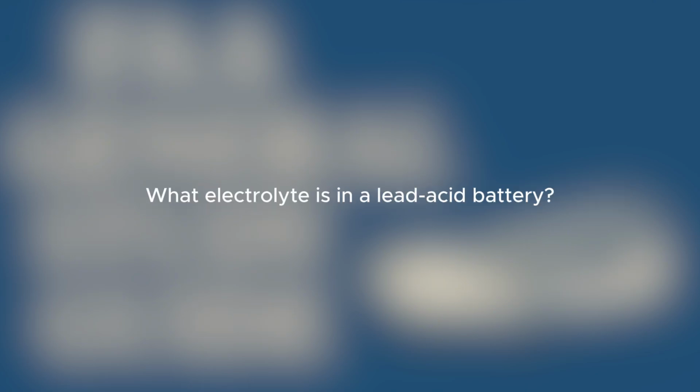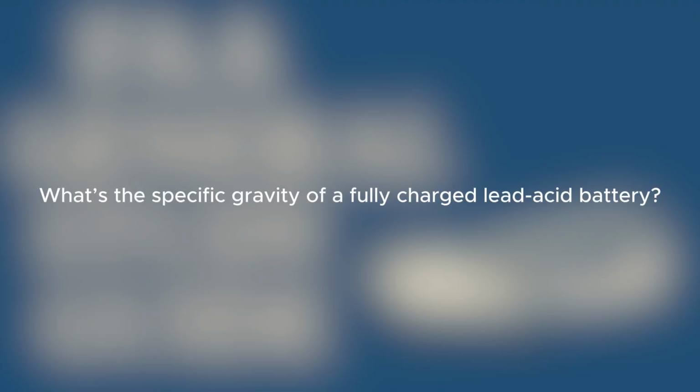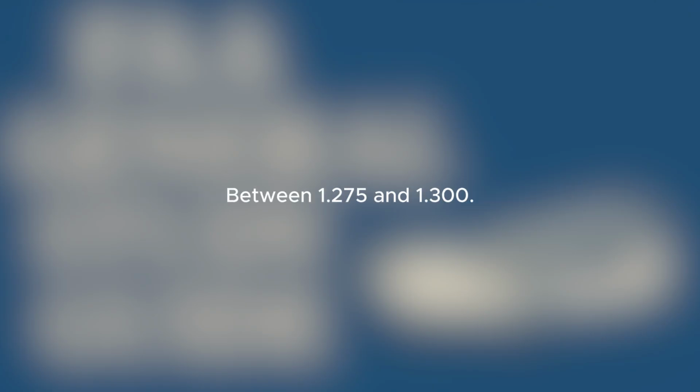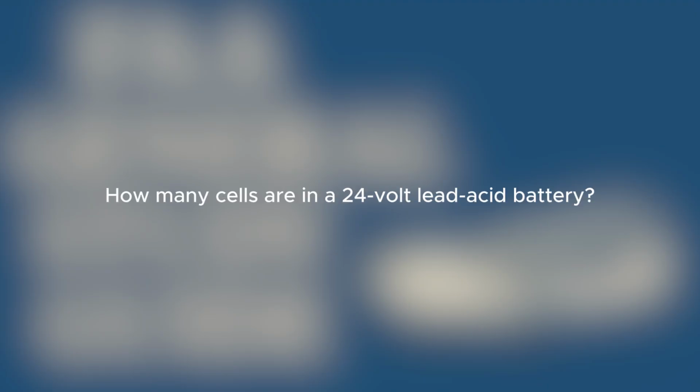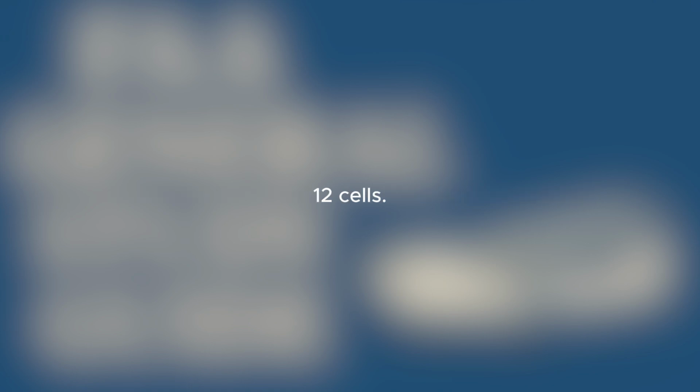What electrolyte is in a lead acid battery? Sulfuric acid and water. What's the specific gravity of a fully charged lead acid battery? Between 1.275 and 1.300. How many cells are in a 24-volt lead acid battery? 12 cells.